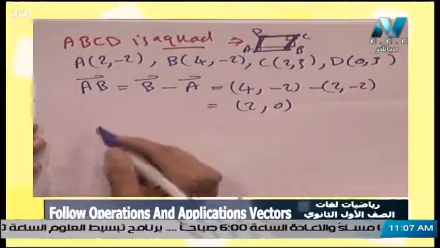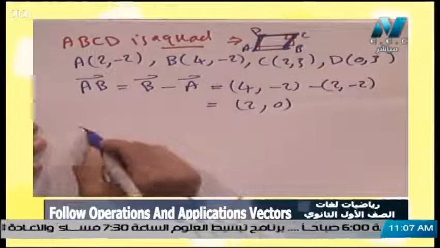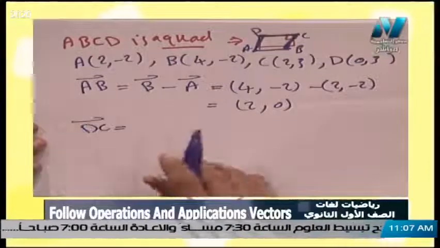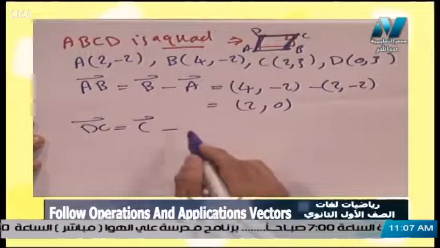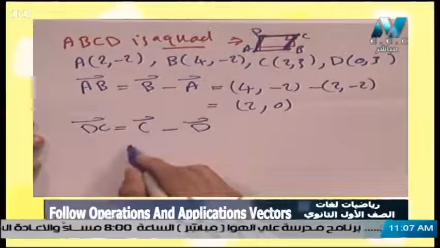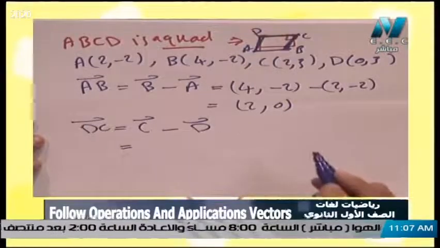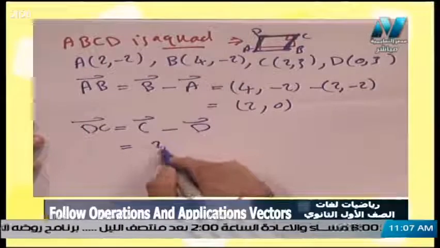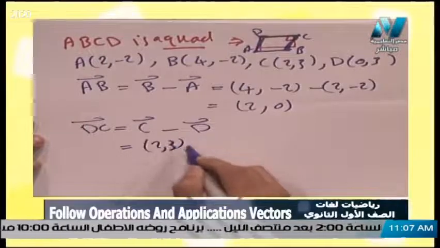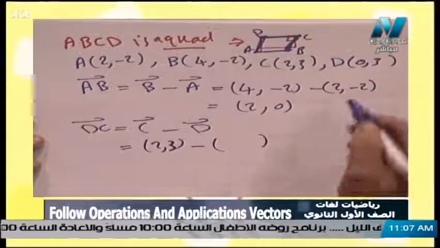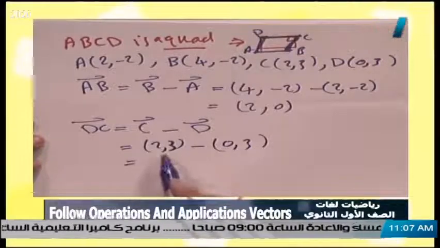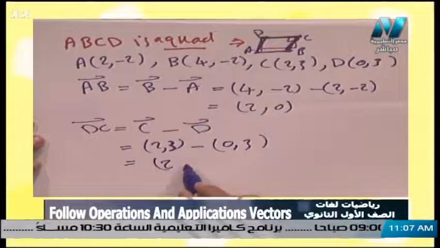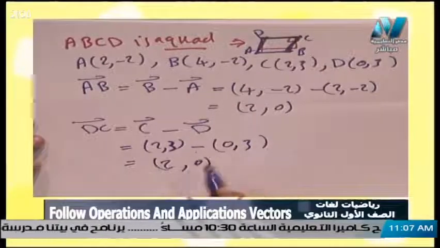And we have also DC. The vector DC here will be the vector C minus the vector D. The vector C here will be 2 and 3 minus the vector D, which is 0 and 3. 2 minus 0 is 2. 3 minus 3 is 0.